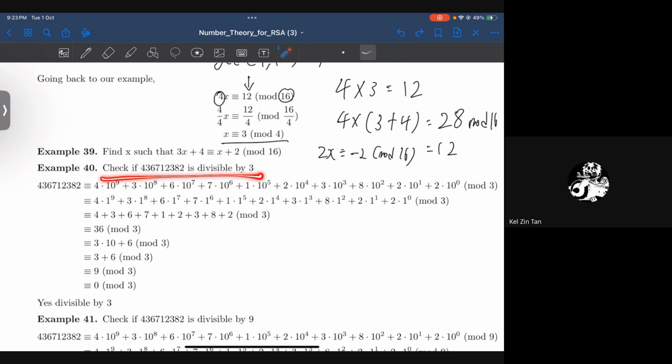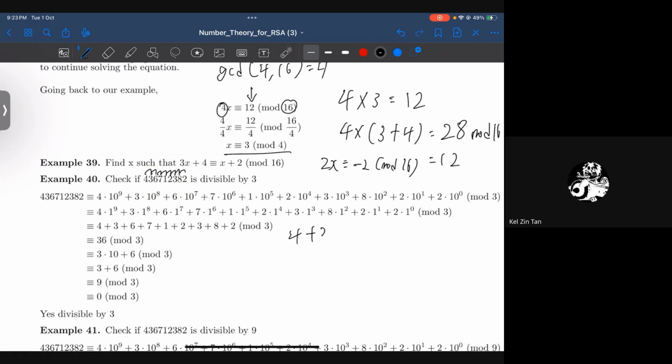So suppose you want to check whether this number is divisible by 3 or not. I'm not sure if you have learned this before in school, but basically you can just add each of the digits together. So you add 4 plus 3 plus 6 plus so on until 2, and then you see whether this is divisible by 3. If this is divisible by 3, then we know that the number is divisible by 3. But why is this even the case in the first place? So now we will try to prove this statement.